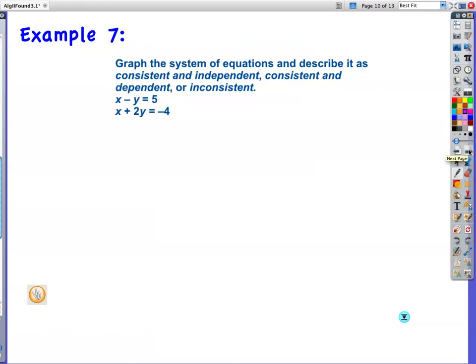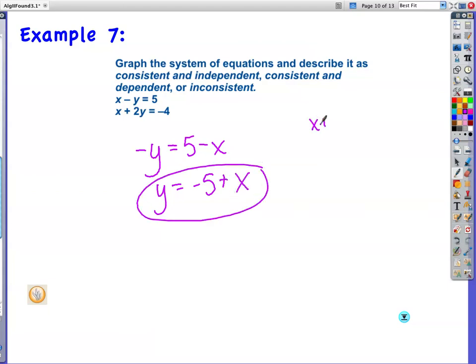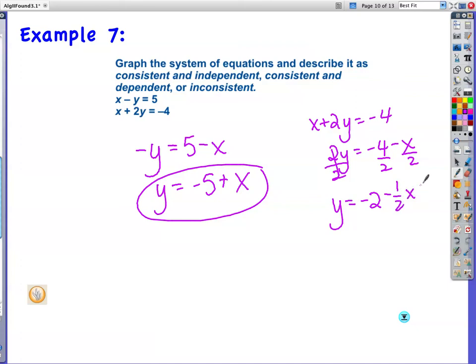All right, graph the system of equations and describe it as consistent, independent, consistent and dependent, or inconsistent. I'm not going to graph on graph paper. We're going to go to our calculators. So, first equation, negative y equals 5 minus x, y equals negative 5 plus x. All right, that's one of them. The other one, x plus 2y is equal to negative 4. 2y is equal to negative 4 minus x. Divide everything by 2. So y is equal to negative 2 minus 1/2 x. All right, we go to our calculators.